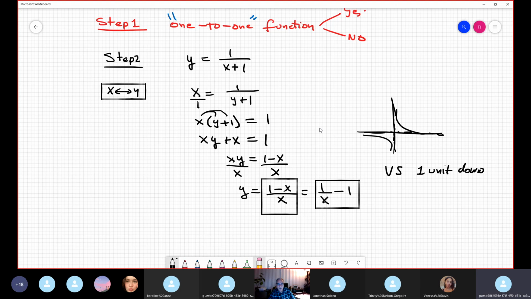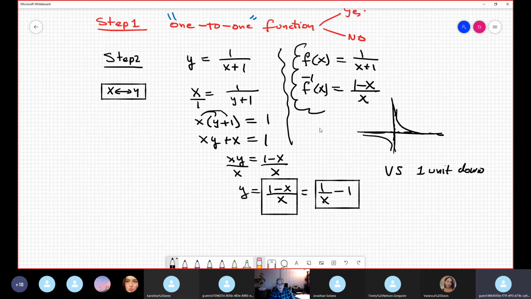So the collection that we have so far is: the function given at the beginning is 1 over x plus 1, and the inverse function I discovered using algebra is (1 minus x) over x. Boom. I finished step 2 in this example. Okay, what is the next step? Well, the next step is verification.